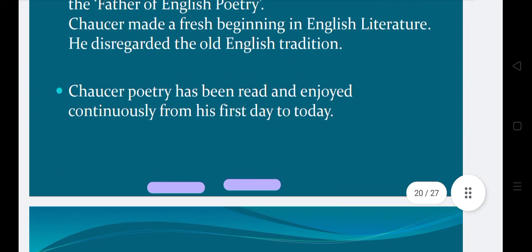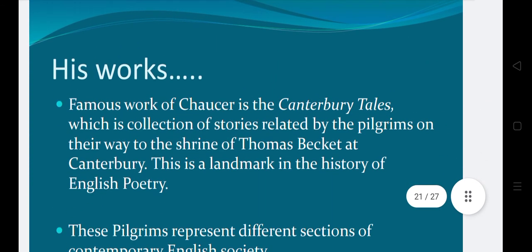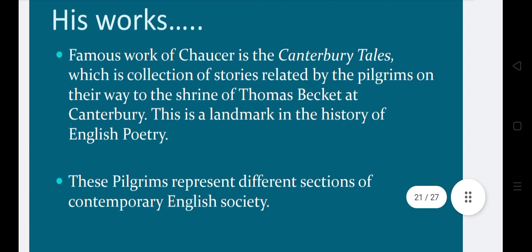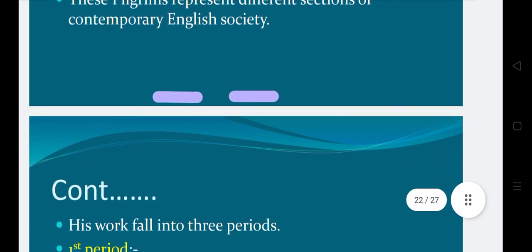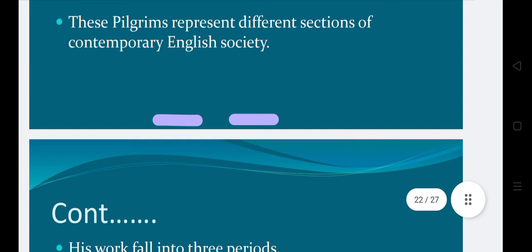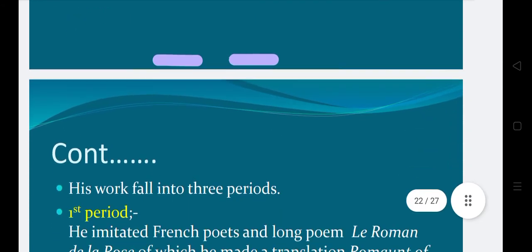His famous work, the Canterbury Tales, is a collection of 24 stories of pilgrims. I'll discuss it in a separate video. These pilgrims represent different sections of contemporary English society. Basically, it was a satire on their society using different characters.